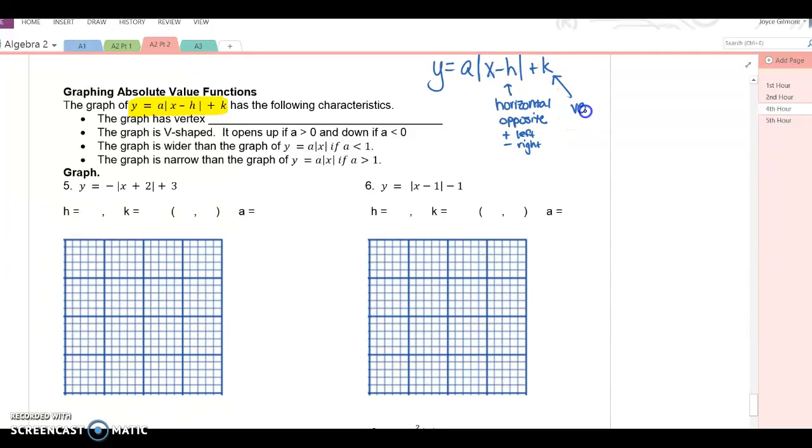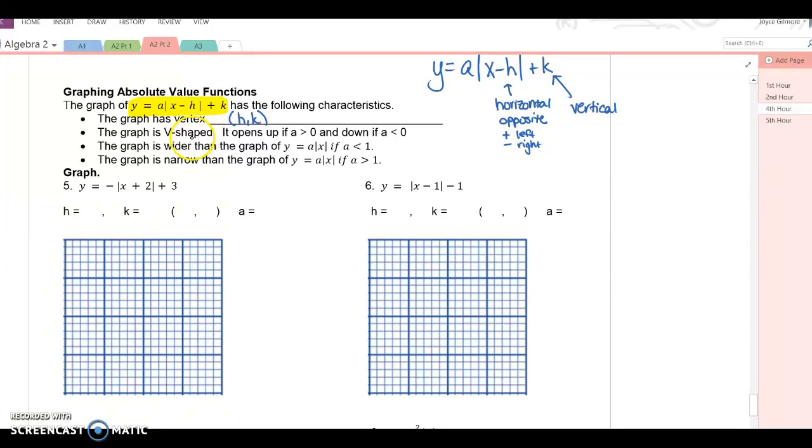k is responsible for vertical movement. So the graph has a vertex at (h, k). Noting that h is going to be the opposite of whatever you see in the absolute value bars. These other bullet points are just reminders from Friday.